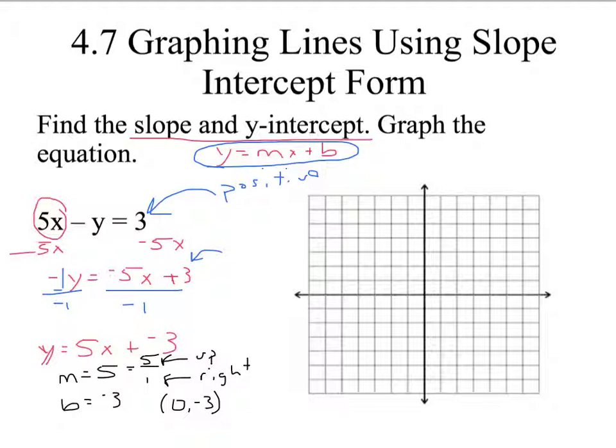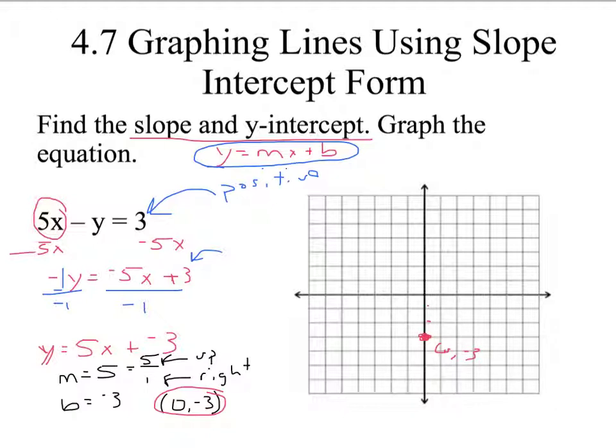Now, based on this information, I have my y-intercept and I have my slope. I am going to be able to show you how to graph this. So my very first point is going to be my y-intercept here of 0, -3. If I'm starting at my origin, I go down 3 spots. 1, 2, 3, and that's my y-intercept of 0, -3.